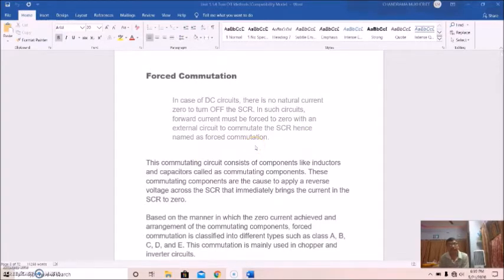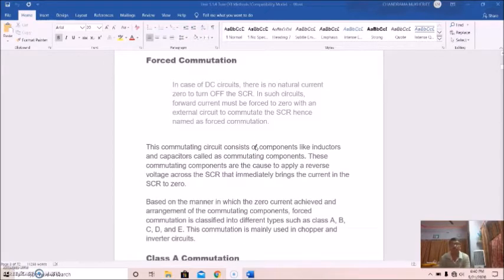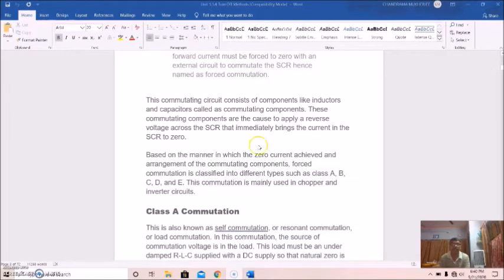Once again, whenever we are talking about DC circuits, definitely the voltage source is also DC, so there is no natural current zero to turn off the thyristor. In such circuits, the forward current must be forced to 0 with an external circuit to commutate the SCR, hence the name forced commutation. This commutating circuit consists of components like inductors and capacitors, which are called commutating components.